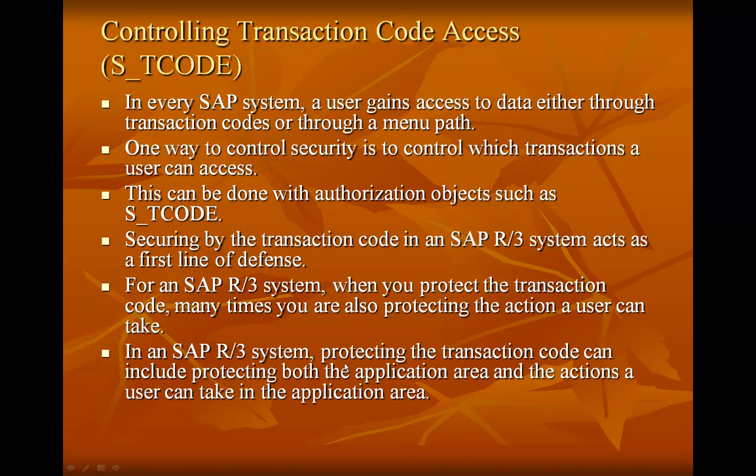So in an SAP R/3 system, protecting the transaction code can include protecting both the application area and the actions a user can take in the application area. Meaning, let's say you want to perform user administration. Once you have access to user administration, what you can do within the user administration area, whether you can delete a user ID or assign a role, reset a password, that kind of thing. Resetting passwords, deleting user IDs, creating user IDs, those are the actions.